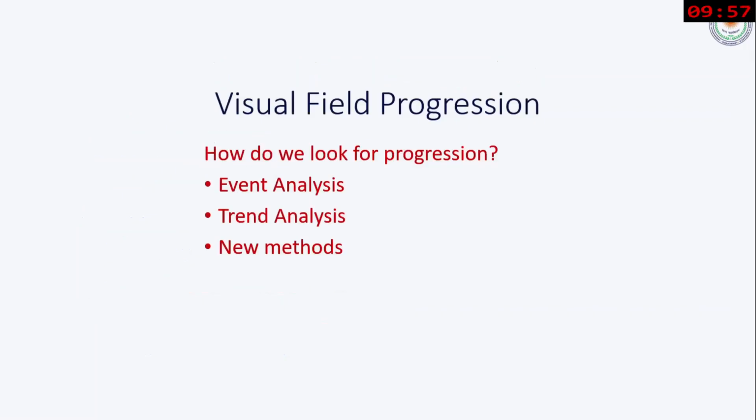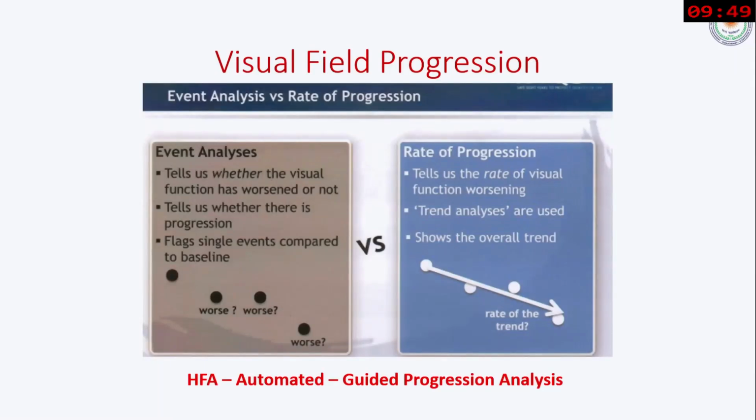So how do we look for progression? There are three ways to do it. We have the event analysis, the trend analysis, and then there are some new methods. The event analysis flags single events compared to a baseline, and the trend analysis shows the overall trends. Now the Humphrey automated perimeter's Guided Progression Analysis combines both.